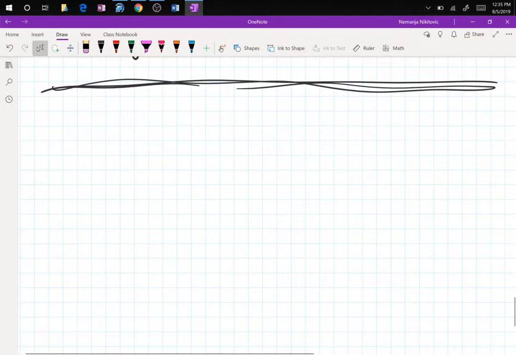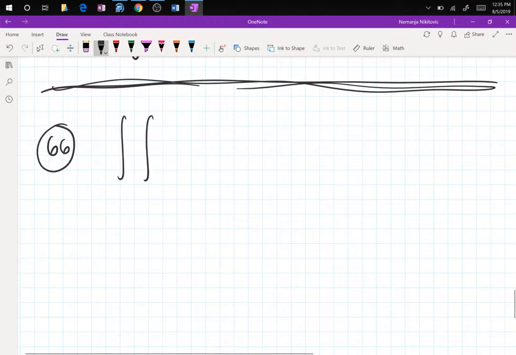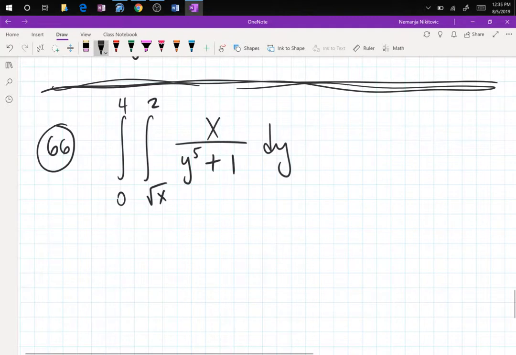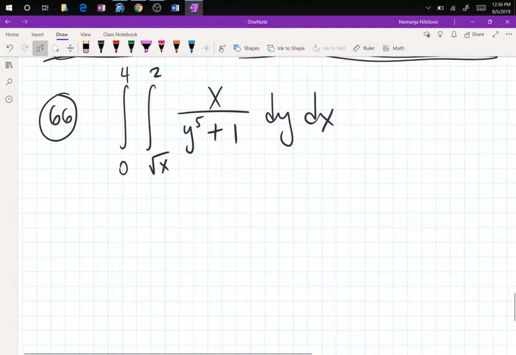Let's see. Well, number 66 is fine. I mean, it's terrible, but it's fine. The integral from 0 to 4, from square root of x to 2, of x over y to the 5 plus 1, dy dx. I can't integrate because I'm supposed to integrate in terms of y.